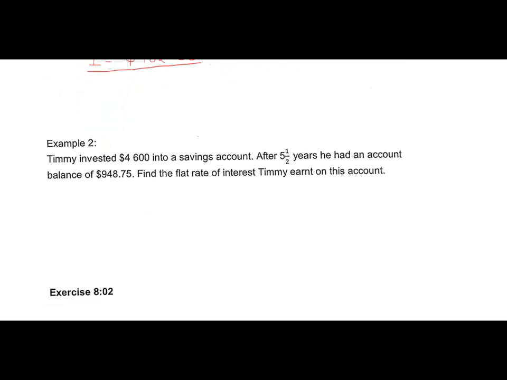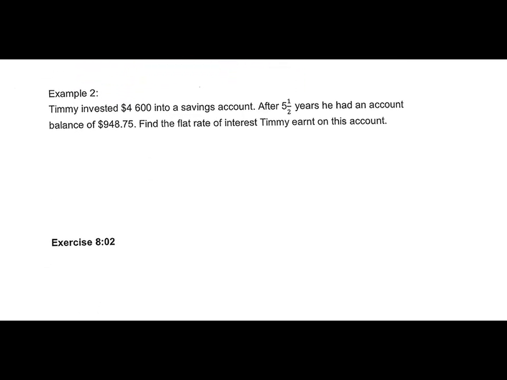The second example has a bit of a typo, unfortunately, at the start, so let's just deal with that one first. It says that Timmy invested $4,600 into a savings account. After 5.5 years, he had an account balance of $948.75. Well, that doesn't really make sense. How can he have lost money, almost $3,500 over the 5.5 years? That actually is the amount of interest that he earns.